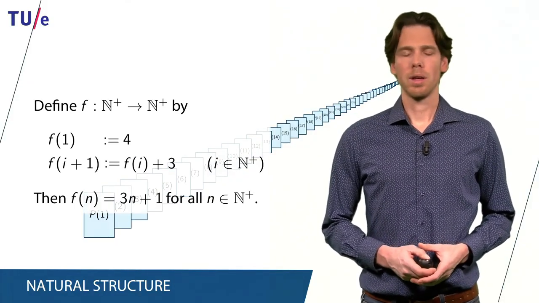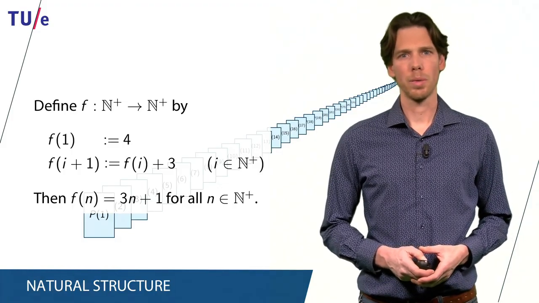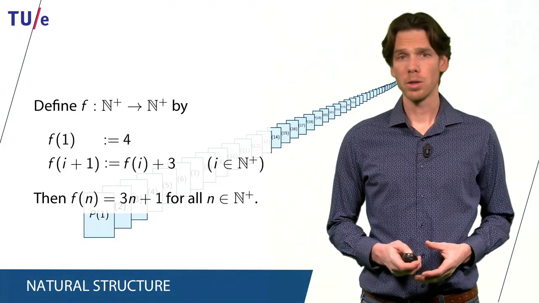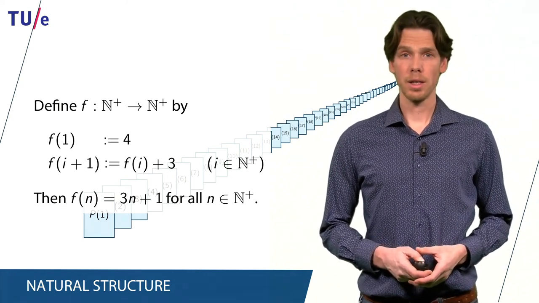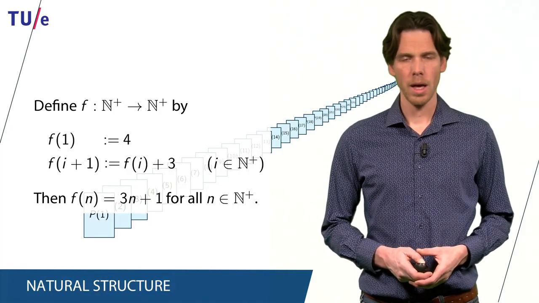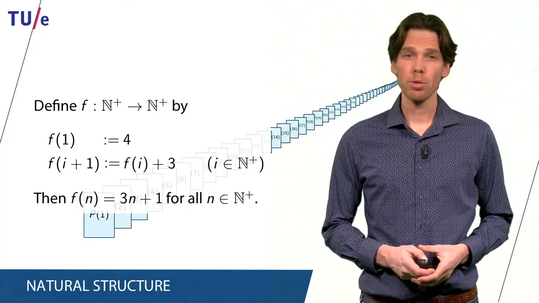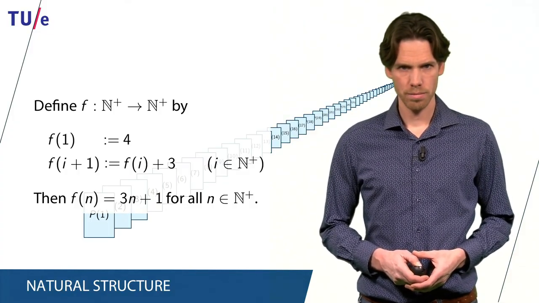Recall that when we considered the matchstick example, we defined a mapping f from positive natural numbers to positive natural numbers by means of the two clauses you see over here. And then we claimed that f of n is equal to 3n plus 1 for all positive natural numbers n. In the next lecture, we shall actually prove this claim using induction on the positive natural numbers. This concludes our introduction of the proof principle of mathematical induction.